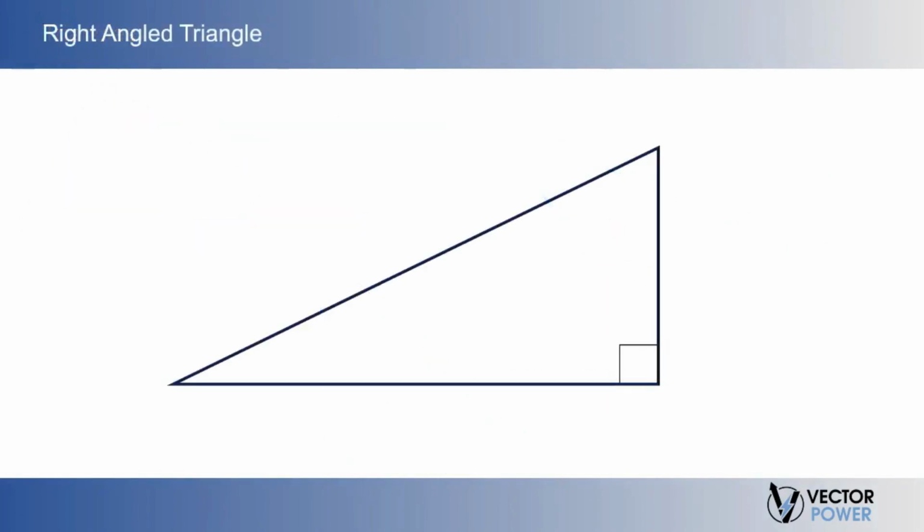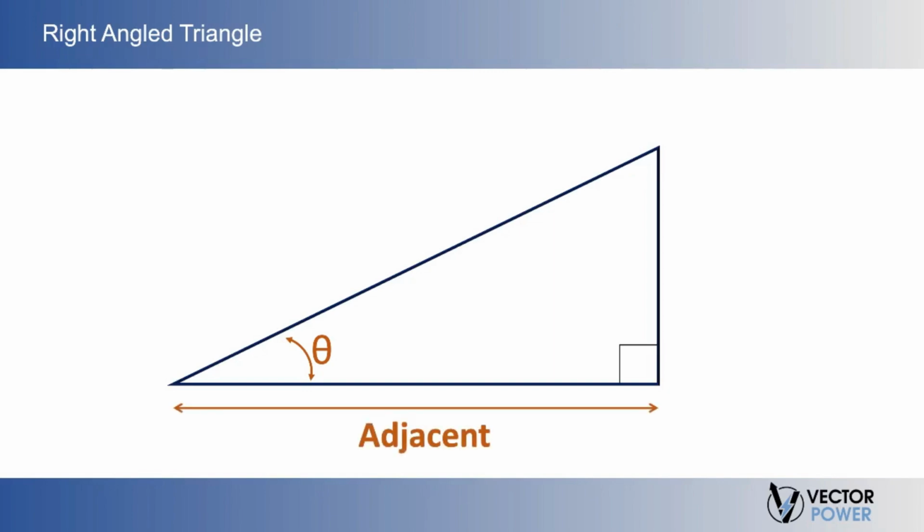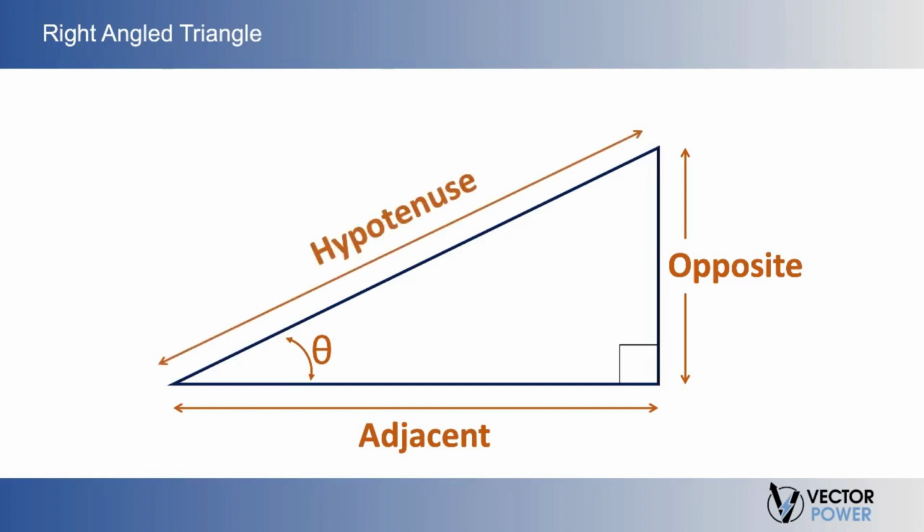The triangle of most interest is the right angle triangle. The right angle is shown by the little box in the corner. Another angle is often labeled theta, and the three sides are then called the adjacent, or next to the angle of theta, the opposite the angle of theta, and the longest side is called the hypotenuse. Trigonometry is about right-angled triangles, where one of the internal angles is 90 degrees.